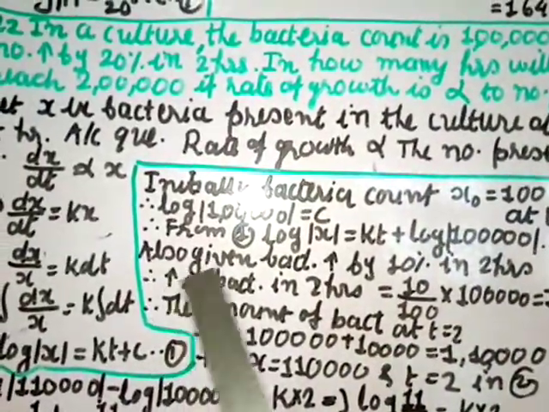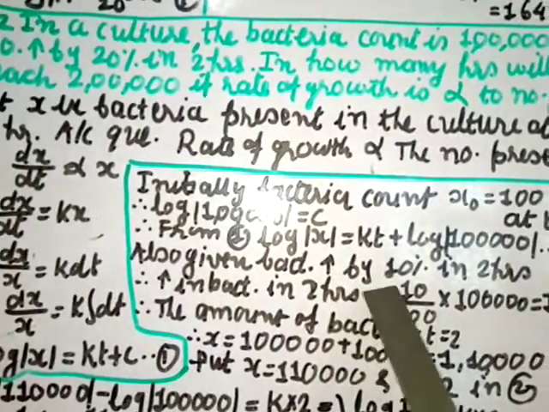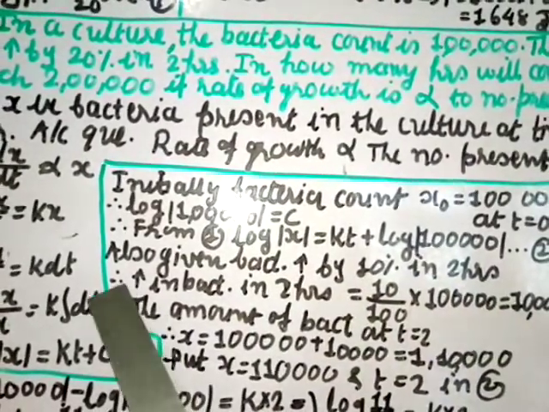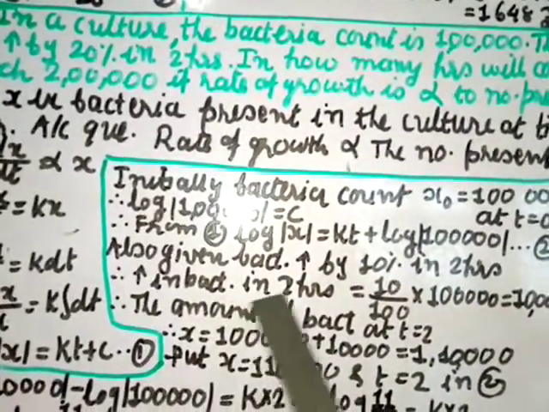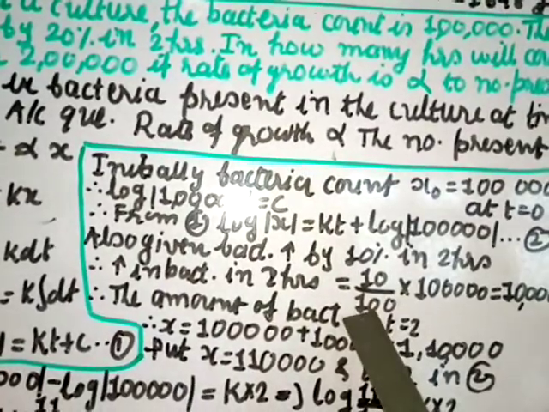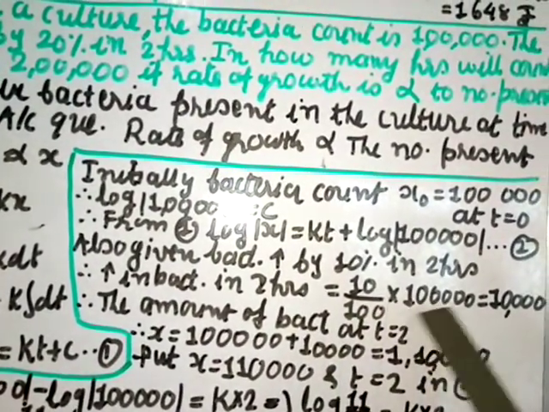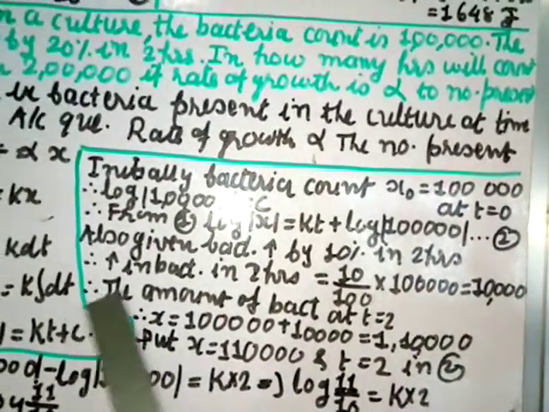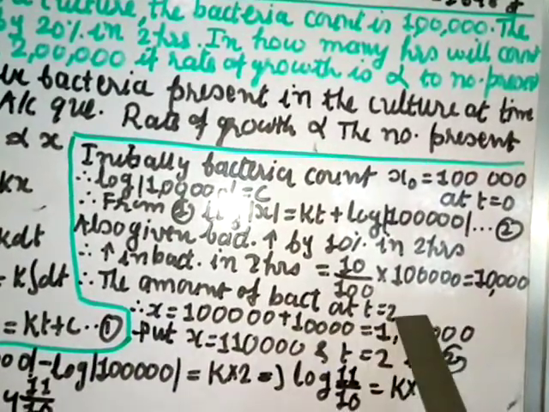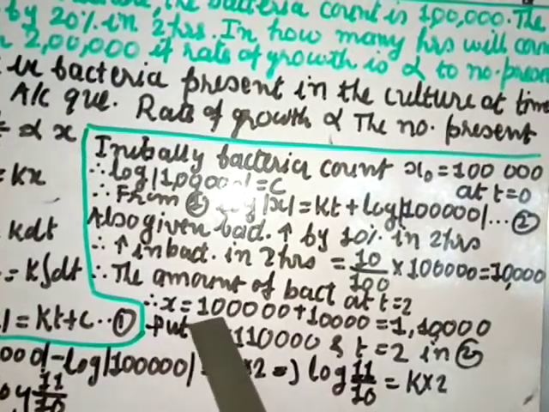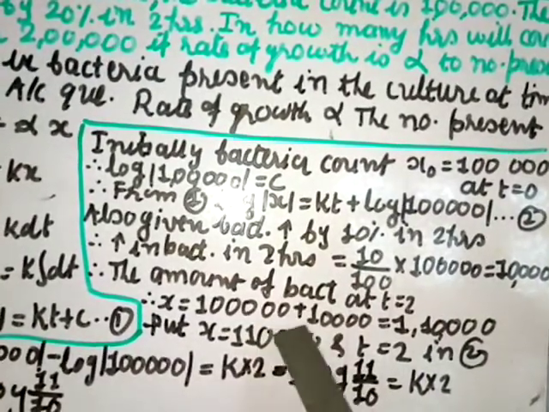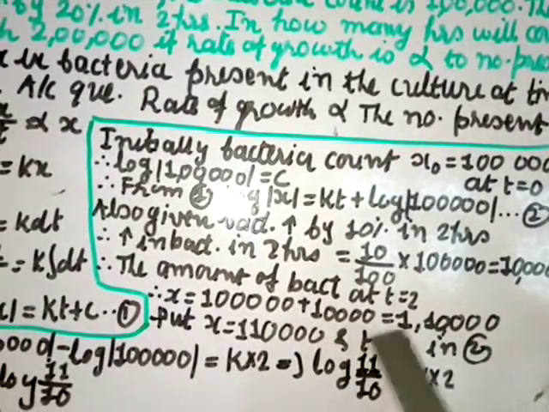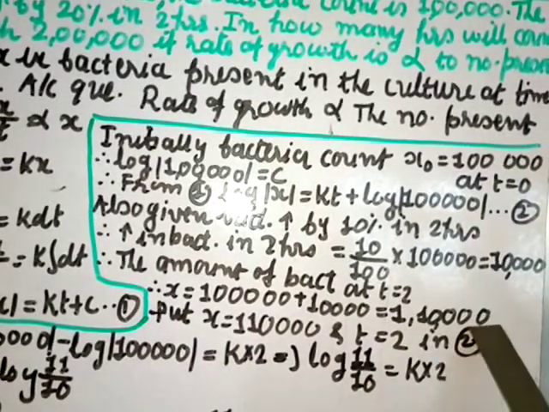Now also it is given that bacteria increases by 10% in 2 hours. Therefore the increment in bacteria in 2 hours is equal to 10 by 100 into 1 lakh. Simplify, you get 10,000. Therefore the amount of bacteria at t is equal to 2, x is equal to 1 lakh plus 10,000, which gives you x is equal to 1 lakh 10,000.